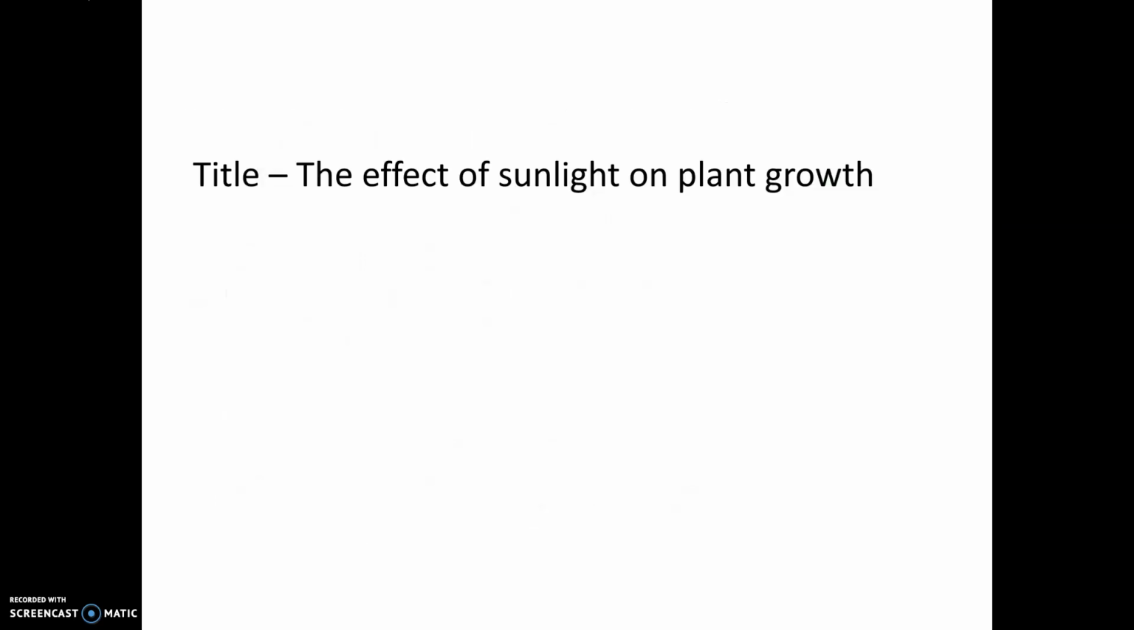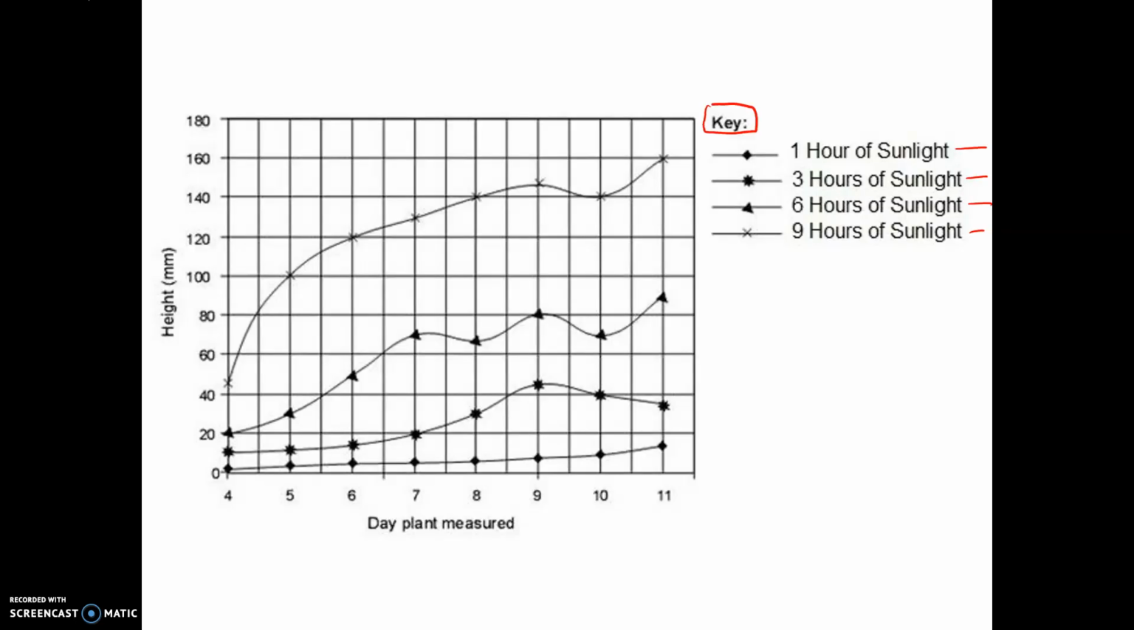Again, no title, but let's make one. So the effect of sunlight on plant growth. Our independent variable here is going to be sunlight. So the reason it's not day measured, though time is another important thing, is because we have all these trials here. So these trials are going to tell us what we're changing. So we can see the graph changes depending on the sunlight.